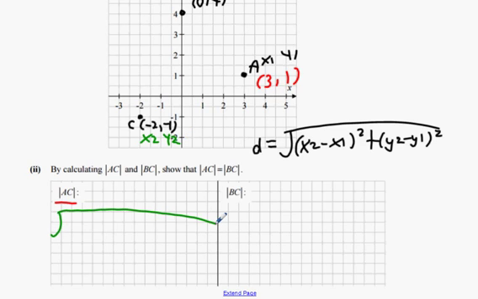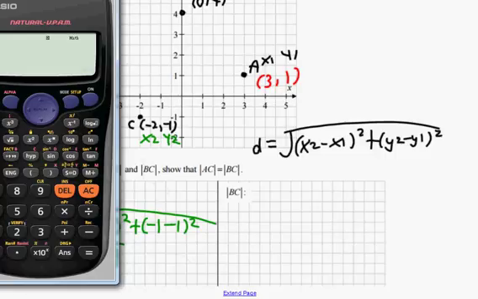That's for A to C. It's the square root of, what's x2? Minus 2. Minus x1. What's x1? 3. And then what's y2? Minus 1. And what's y1? 1. And what we get there is the square root of 29.